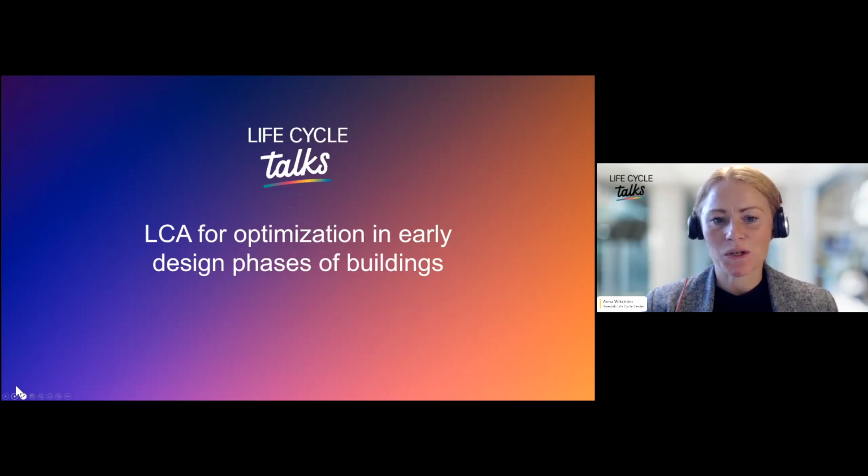Today's Life Cycle Talk is LCA for optimization in early design phases of buildings. We will increase our knowledge and understanding of the role of LCA for optimization in early design phases of buildings. And our speaker of today will show us different examples of application such as structural optimization of ceilings or energy renovation of residential buildings.